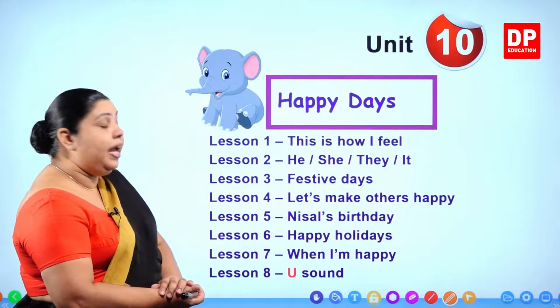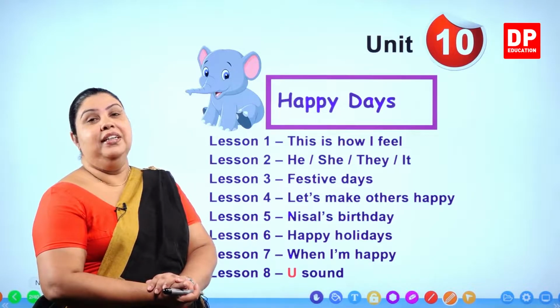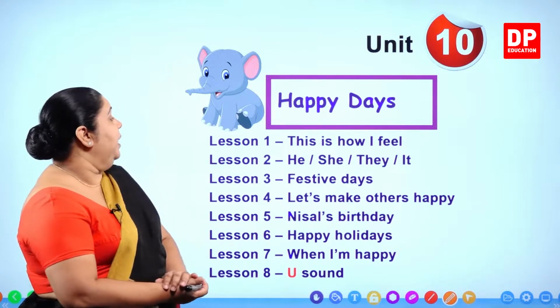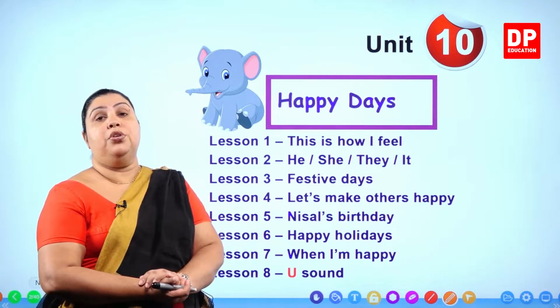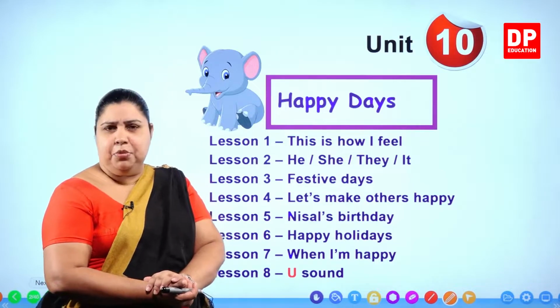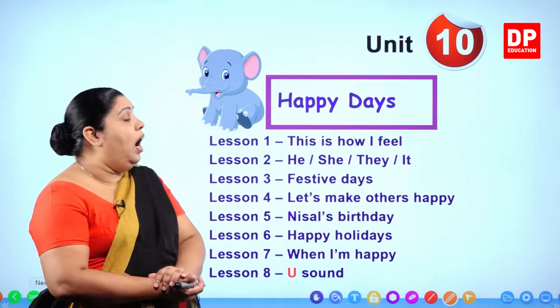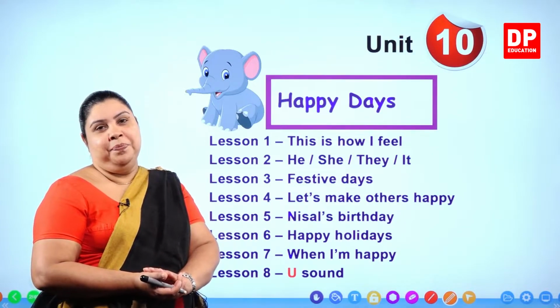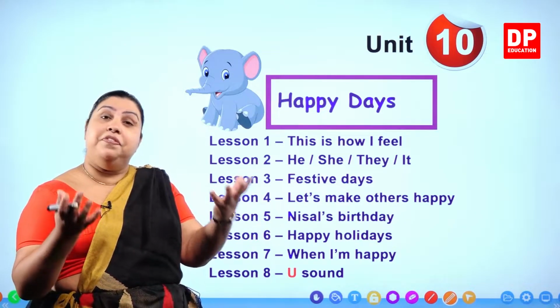So there are 8 lessons altogether in our last unit number 10, happy days. And the first lesson we are going to talk about, this is how I feel. That is the name of our lesson. This is how I feel. The different types of feelings that we have. Different types of things that we feel.